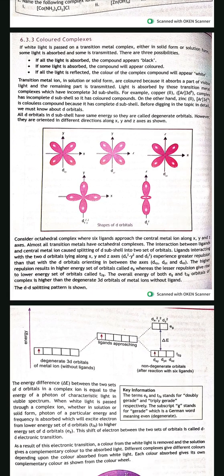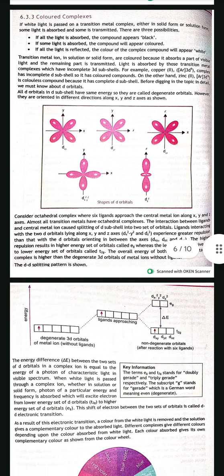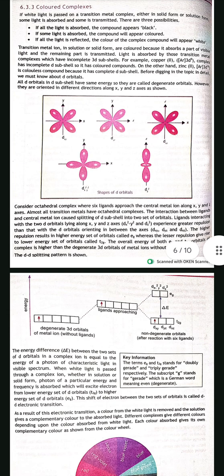Colored complexes. If white light is passed through a transition metal complex, either in solid form or solution form, some light is absorbed and some is transmitted. If all the light is absorbed, the compound appears black. If some light is absorbed, the compound will appear colored, and if all the light is reflected, the complex compound will appear white.